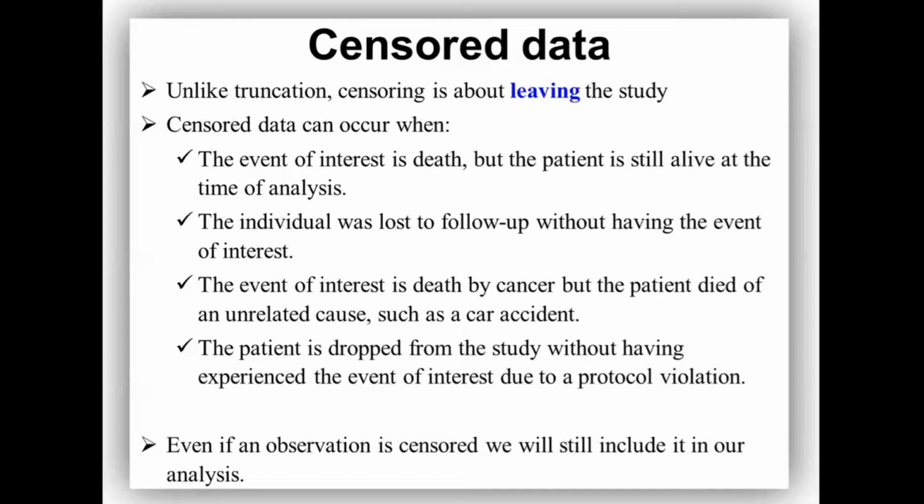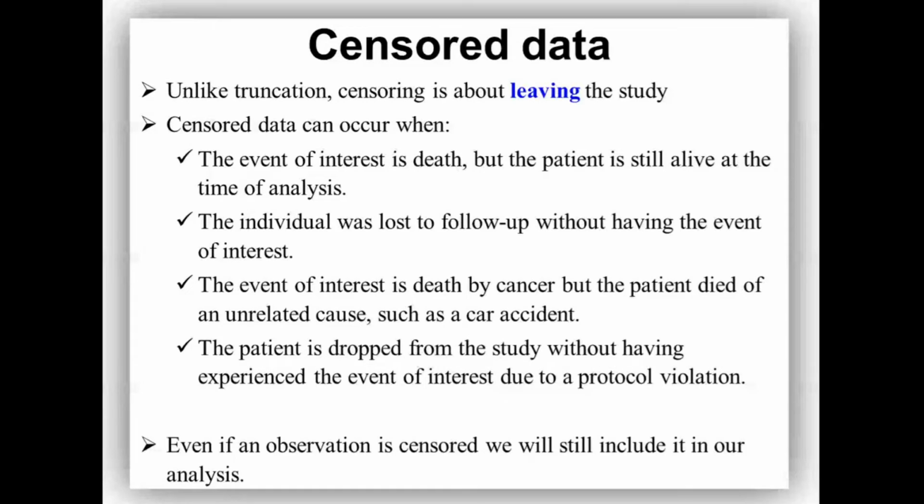So the first one, the event of interest is death, but the patient is still alive. You may plan to follow individuals for 1 year, and while you are following them for 1 year, some of them may die or some of them may still be alive. Those individuals who are still alive at the end of the follow-up are censored, because you don't know when they will die and you have no more time to follow them. So these are censored.